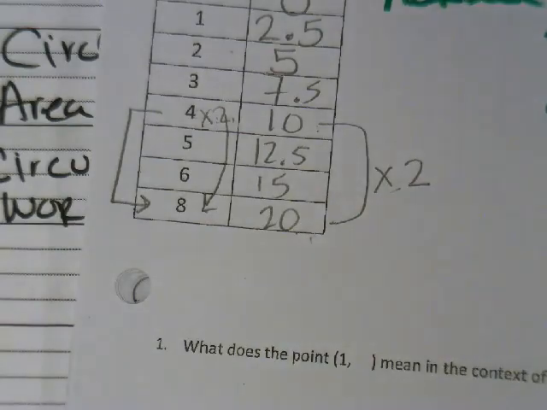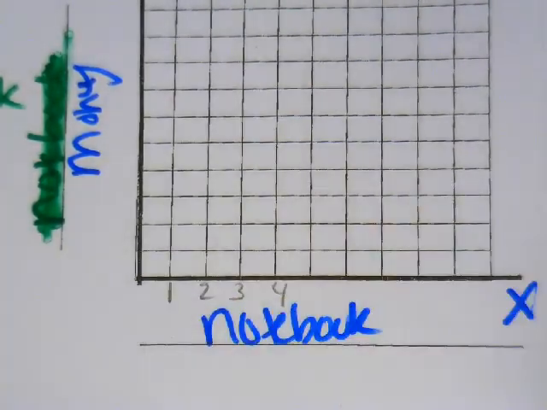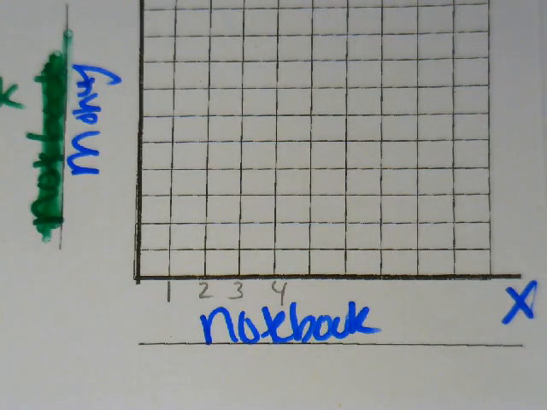All right. Now, your X, what am I going to go up by? 1. So go up by 1s. What am I going to go up on my Y's? 2.5. So your Y's are going to go up by 2.5.